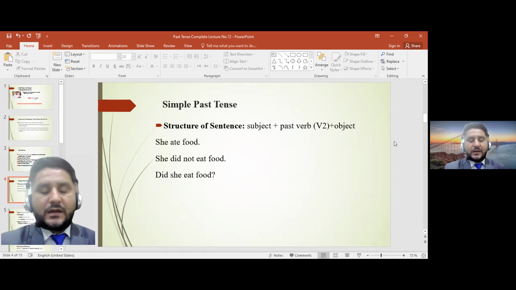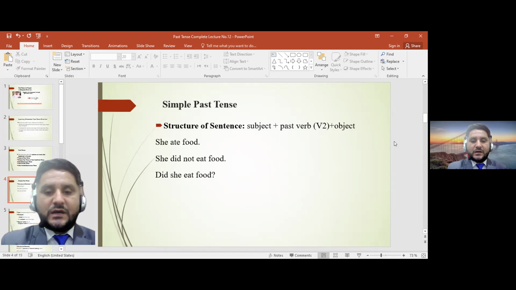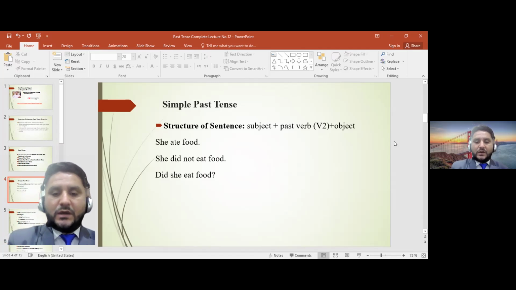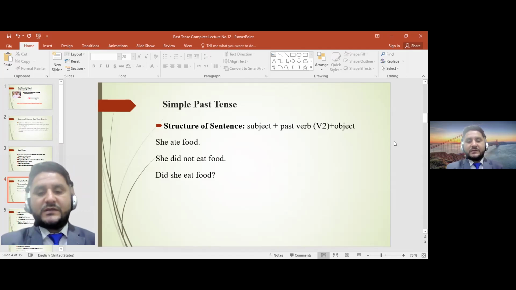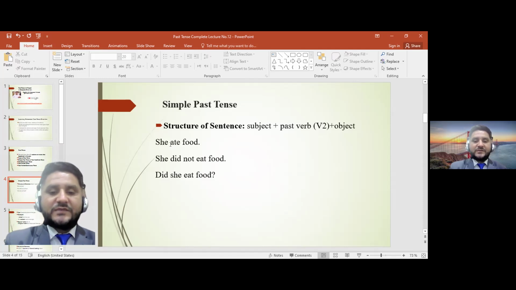That's the second form of verb, and then object. So, she ate food, she did not eat food, and did she eat food? Those are examples of simple past tense. All three types of sentences: the affirmative or positive sentence, she ate food, where the second form of verb is used, and she did not eat food.